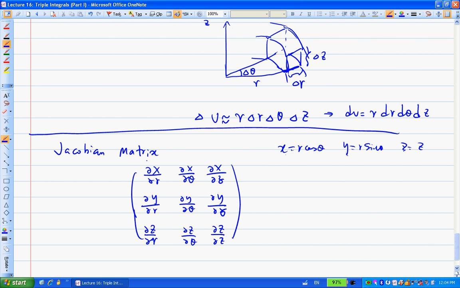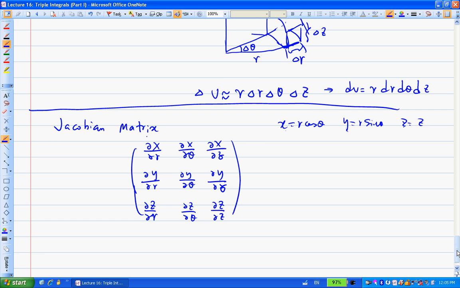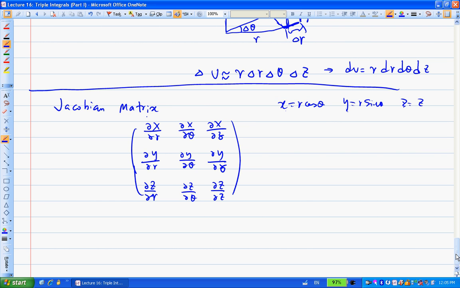Okay, so this is a Jacobian matrix. A Jacobian matrix is basically the first order partial derivatives of a certain vector valued function. If I plug this x, y, z in over here, what do we get? This is actually quite simple.